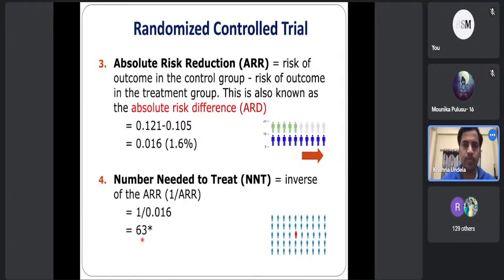So in this case, if you want to say that your drug is more efficacious in preventing the primary outcome, should the number be less or more?